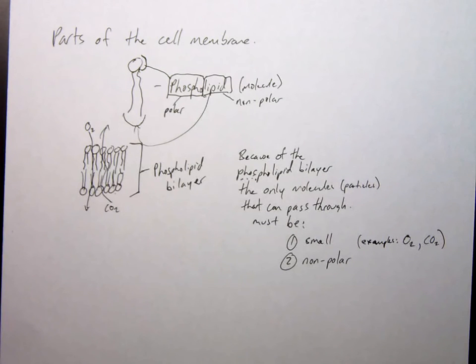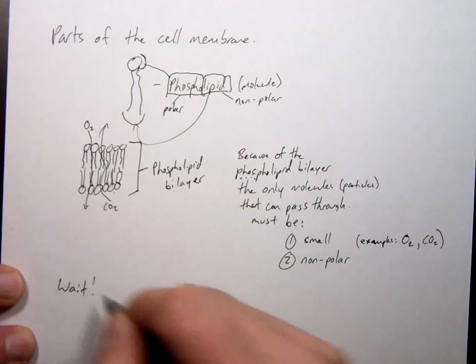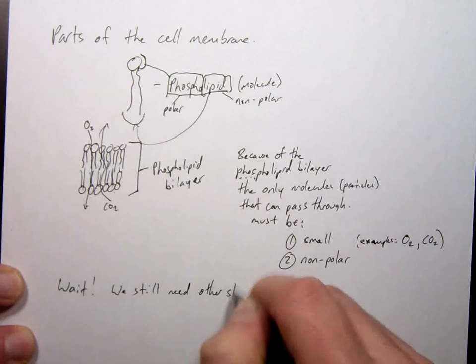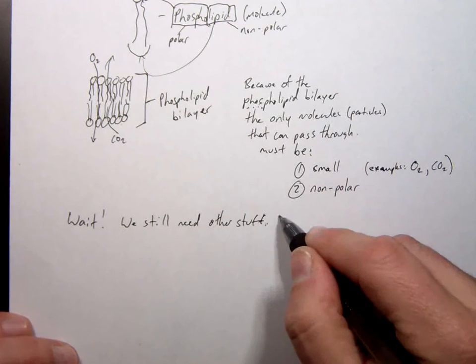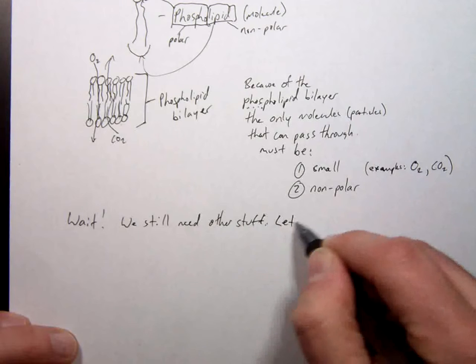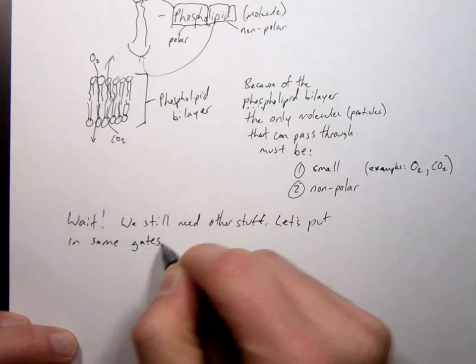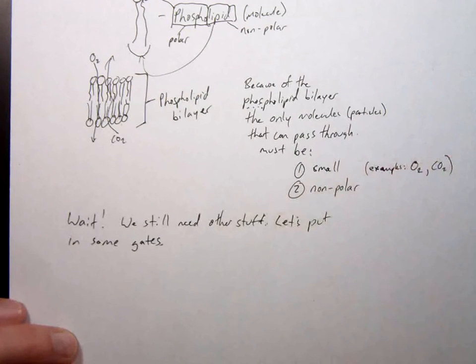All right. Because of that, let's see here. Let's write this. Wait. We still need other stuff. The cell still needs other stuff. It needs things to get through. So let's put in some gates. If this thing's like a fence going all the way around, we're going to put some gates in. All right, and we'll stop after we talk about the gates today.